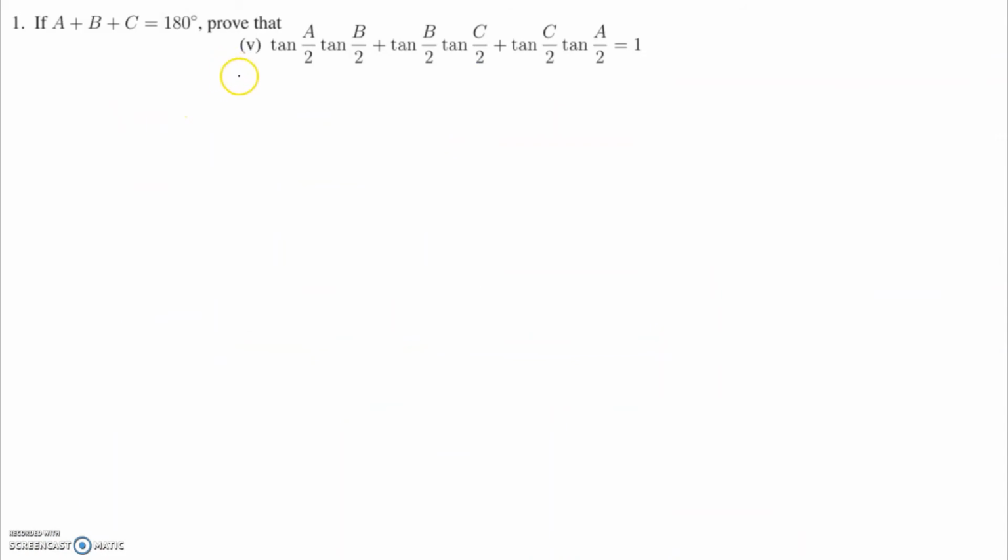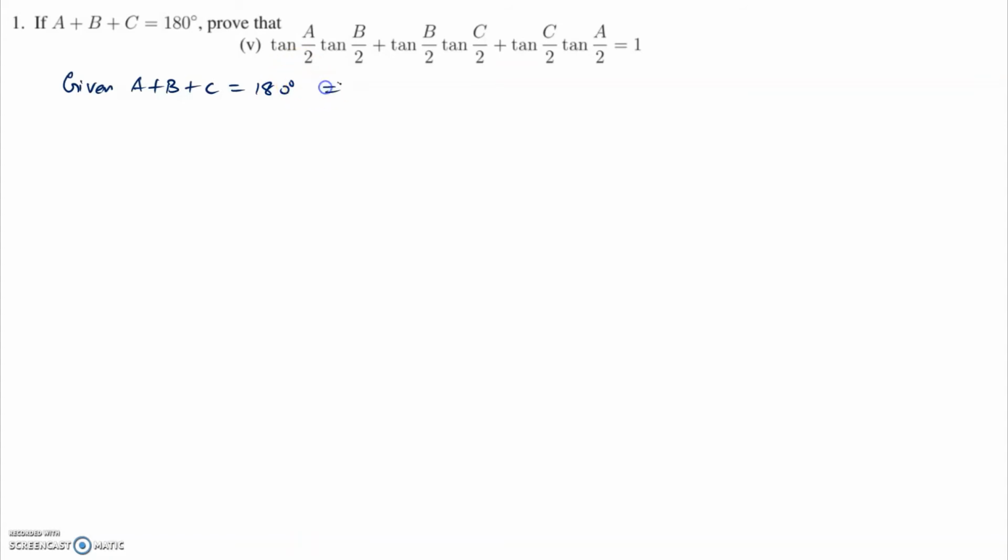Part 5 of question number 1. Prove that tan A/2 tan B/2 plus tan B/2 tan C/2 plus tan C/2 tan A/2 is equal to 1. And we are given the condition A plus B plus C is equal to 180 degrees. Okay, so given A plus B plus C is equal to 180 degrees.